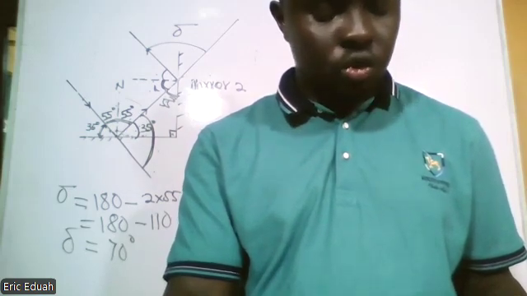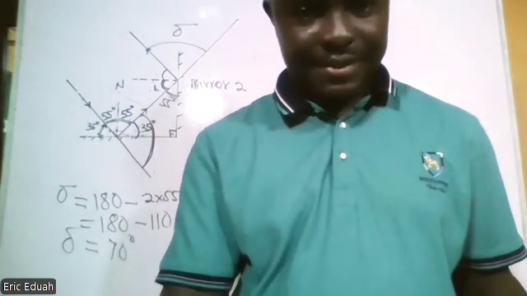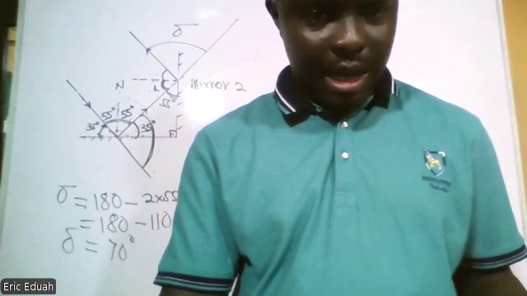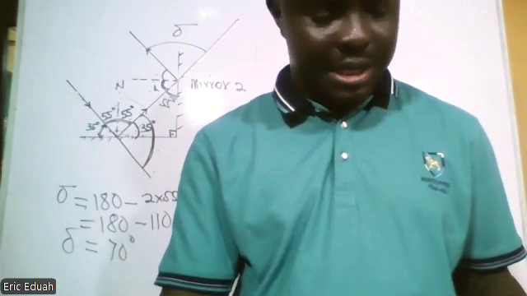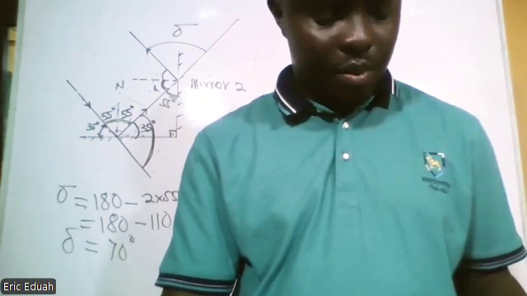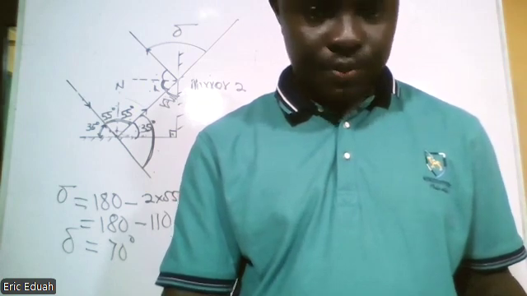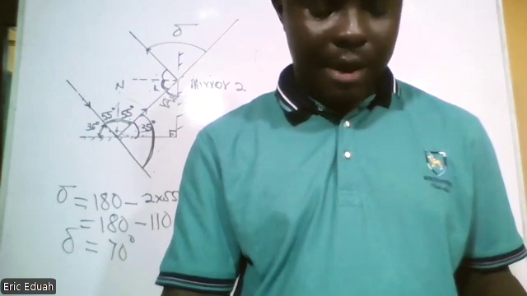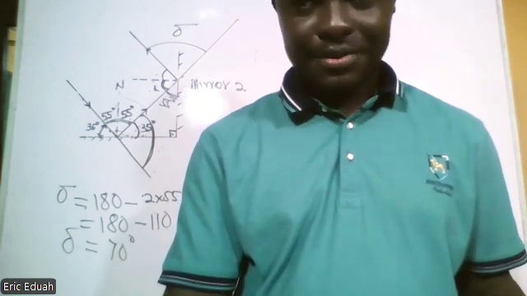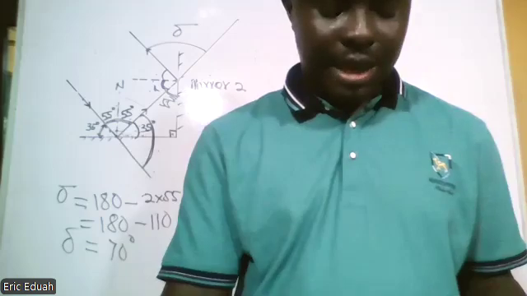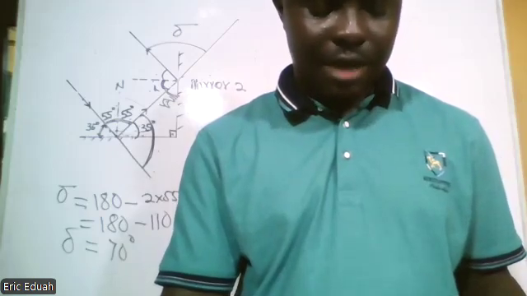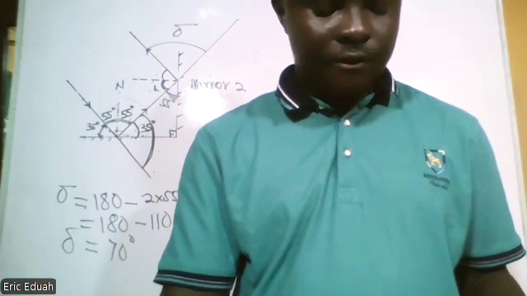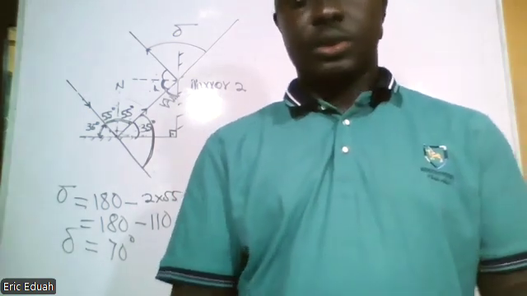And after 2 reflections, the ray 2 becomes parallel to mirror 2. Find the angle theta.